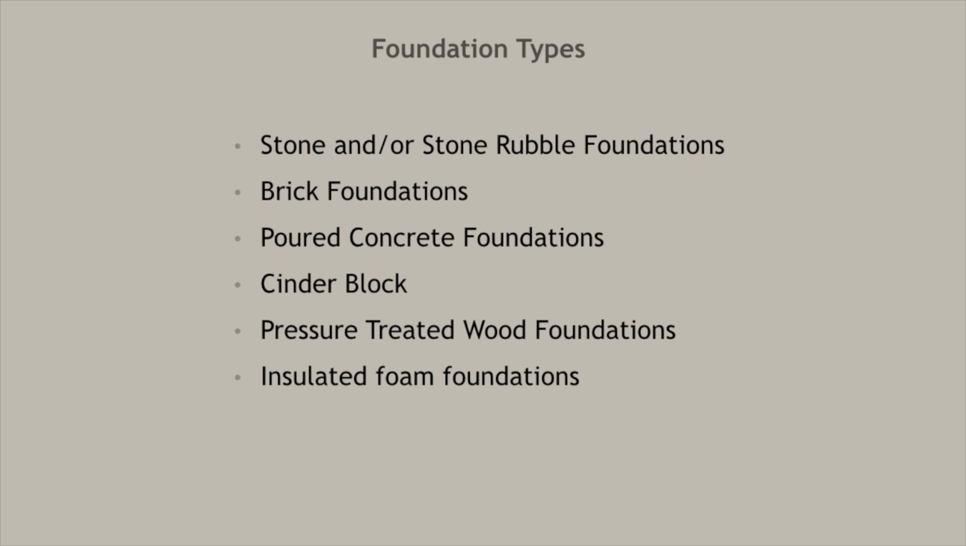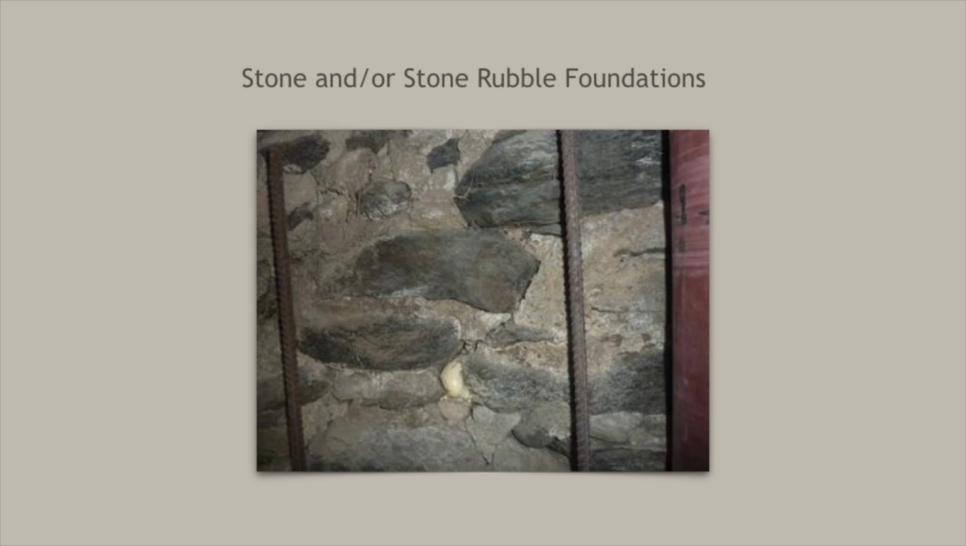and/or stone rubble foundations, brick foundations, poured concrete foundations, cinder block, pressure-treated wood foundations, and insulated foam foundations. Stone and/or stone rubble foundations are usually thick, ranging from 24 inches up to 48 inches. The stones were usually removed from the farmer's field to supply the material to construct the foundations.